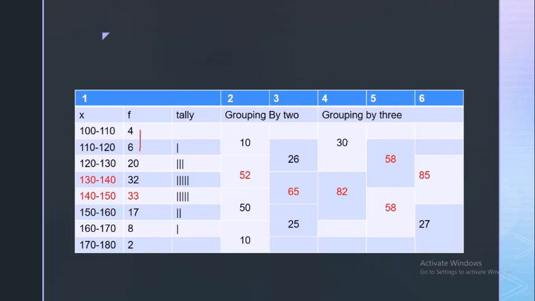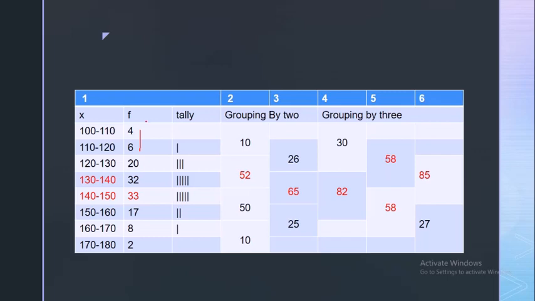Then in the fourth column, I grouped 4 plus 6 plus 20 as 30, then 32, 33 plus 17 as 28. 8 plus 2, and I don't have another number to group with, so I just left 8 and 2. Then so on, I filled all the columns.